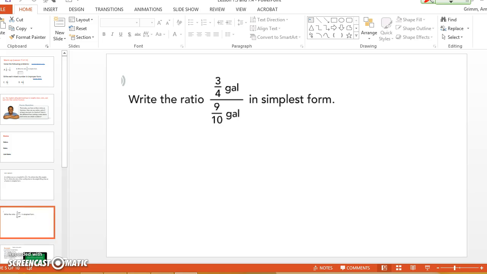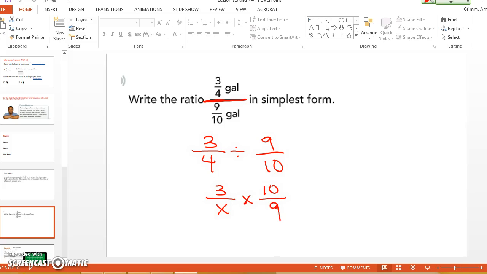Alright, write the ratio 3/4 of a gallon over 9/10 of a gallon in simplest form. So you guys go ahead and try that one and then we'll check it. Alright, so this is our divide by. So 3/4 divided by 9/10. Alright, listen. So 3/4 times 10/9.